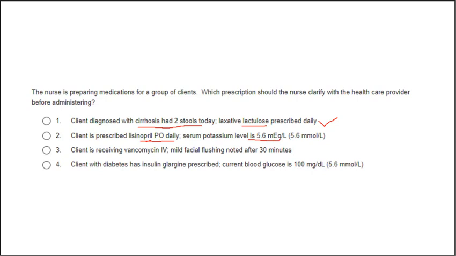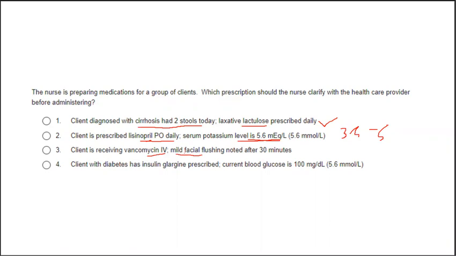You can see the potassium level is elevated. Normally, your potassium level should be between 3.5 to 5. So we already have the potassium level elevated here. So you will need to clarify this with the healthcare provider. But again, let's look at other option. Option 3 says, client is receiving vancomycin and we are seeing mild facial flushing after 30 minutes.